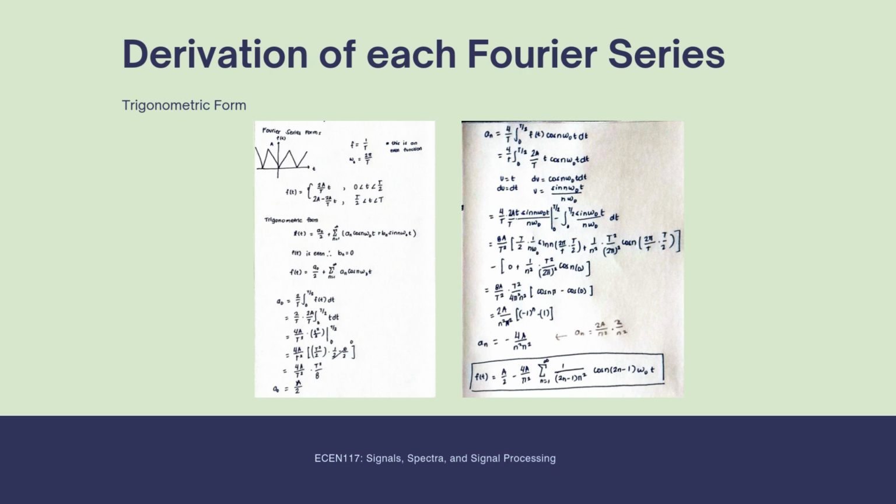This slide presents the derivation of the trigonometric Fourier series. The Fourier coefficients are obtained by integrating the waveform over one period. Because the triangular wave exhibits symmetry, many coefficients become zero, simplifying the final expression.